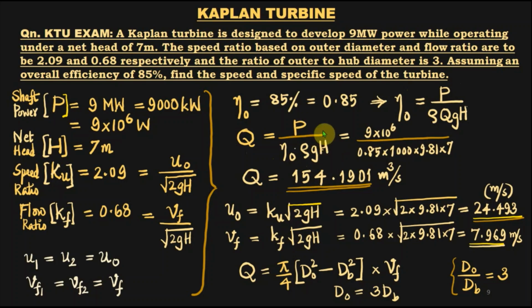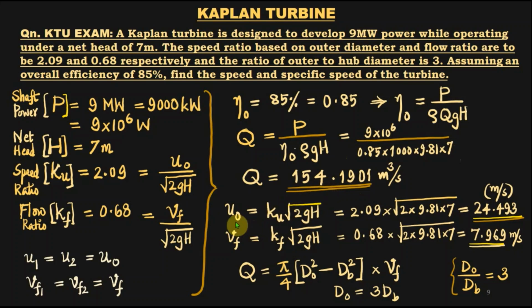So shaft power in watts, that is 9 into 10 raised to 6 watts, divided by overall efficiency 0.85, the density of water 1000, gravitational acceleration 9.81 meter per second square, and the net head H is of course 7 meters. So we'll get discharge equal to 154.1901 meter cube per second. It's a huge discharge. So it is 1,54,000 liters per second.